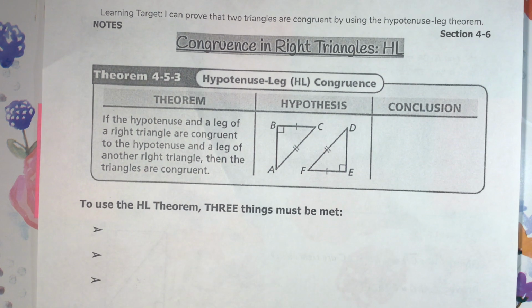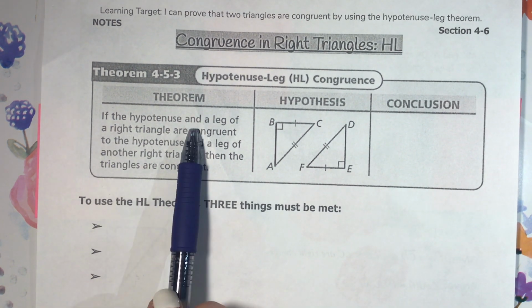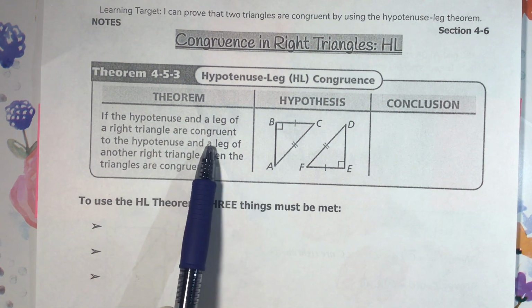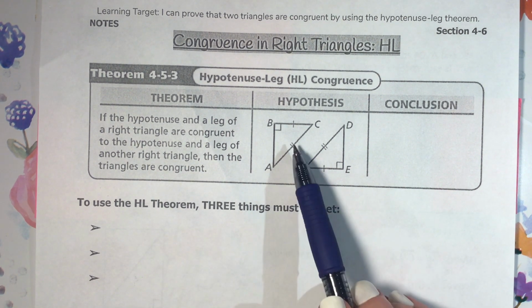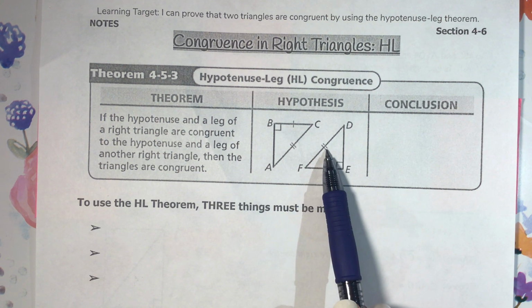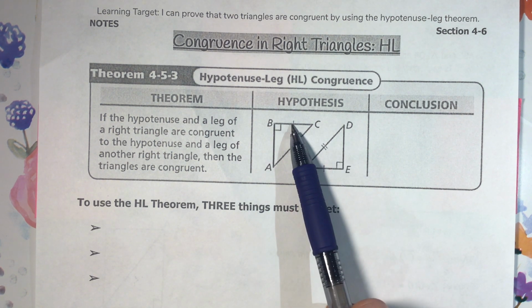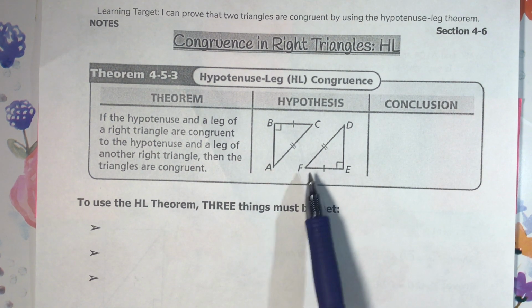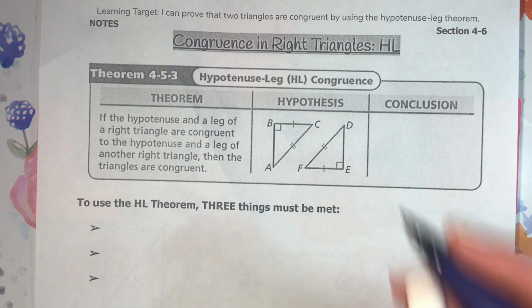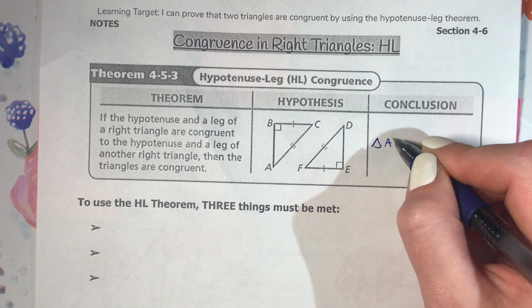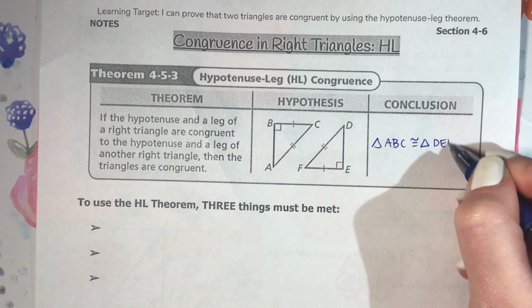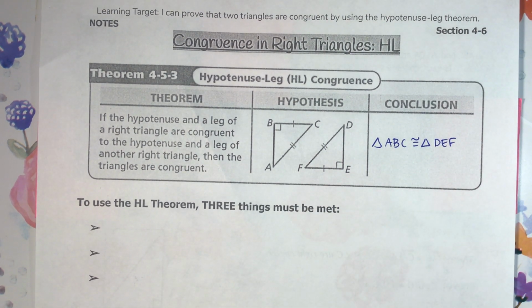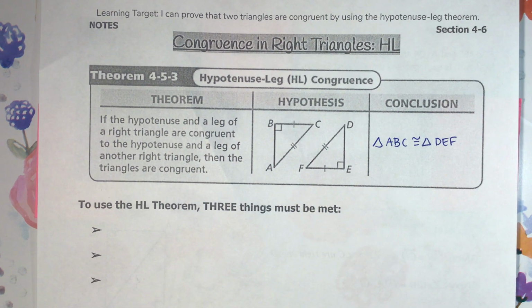So first of all, what is the hypotenuse leg theorem? It says if the hypotenuse and a leg of a right triangle are congruent to the hypotenuse and leg of another right triangle, then the triangles are congruent. So here we have a hypotenuse and a hypotenuse being congruent, a leg and a leg being congruent, and they're both right triangles. Because I have these things met, I can then say that triangle ABC is congruent to triangle DEF. Once again, the order of the letters does matter.